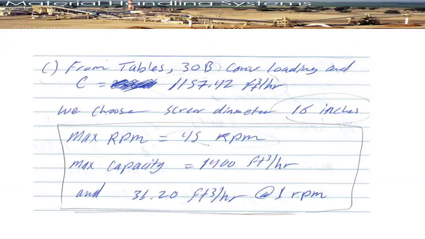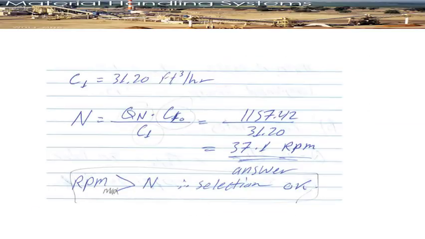So, from the tables, at 30B, conveying load, and a C of 1,157, we choose the screw diameter of 16 inches because we have the A46. The maximum RPM is 45 RPM, and the maximum capacity was 1,400 cubic feet per hour. And at 1 RPM, we are going to convey 31.2 cubic feet per hour. So we said that C1 is equal to 31.2.